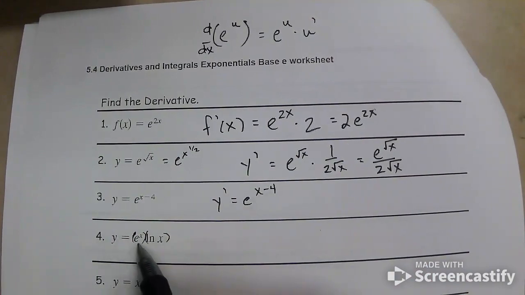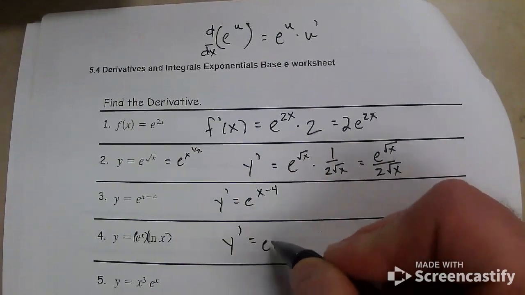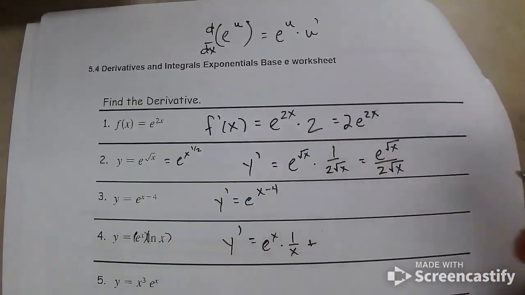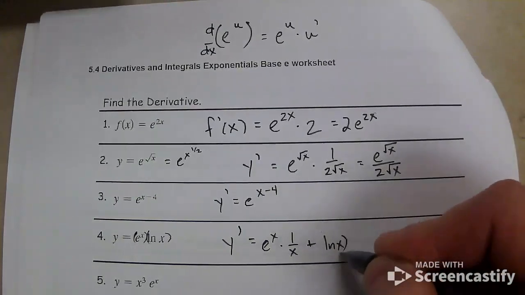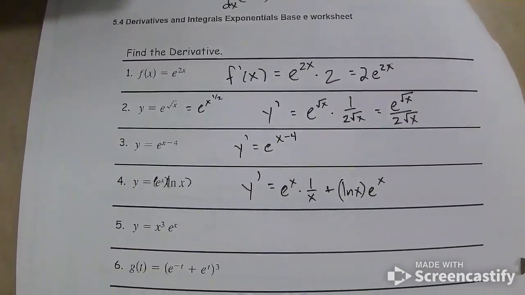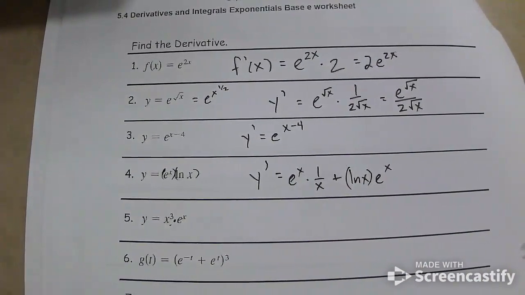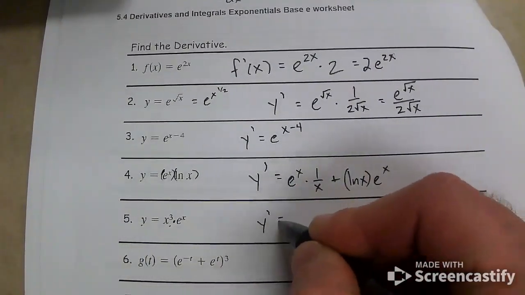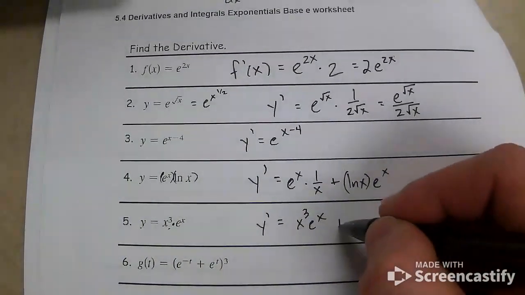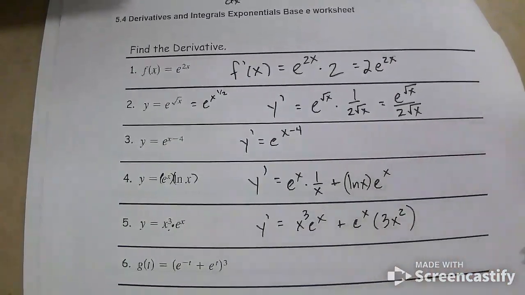We got first function is e to the x, second function is ln of x. So this is going to be y prime equals first times the derivative of the second plus second times the derivative of the first. Feel free to rearrange that, again, however you want. This is also a product. Okay, x cubed is my first function, e to the x is my second function. So y prime equals first times the derivative of the second plus the second times the derivative of the first.